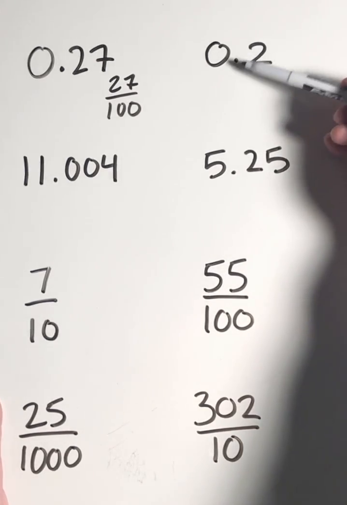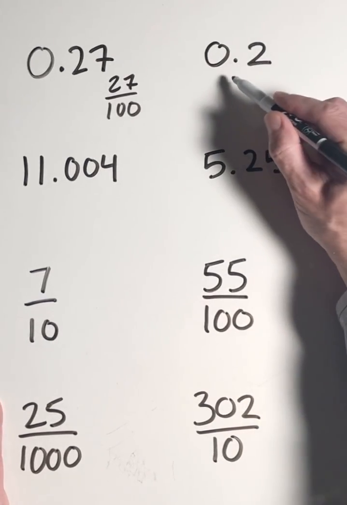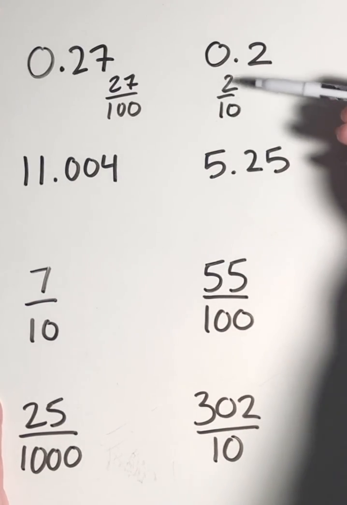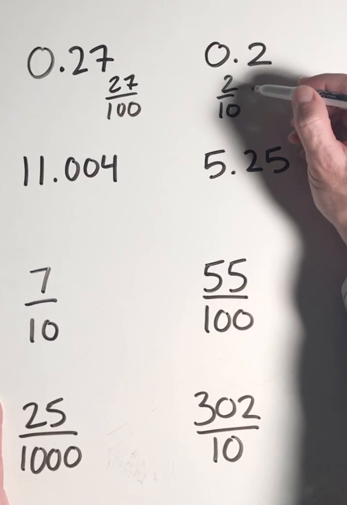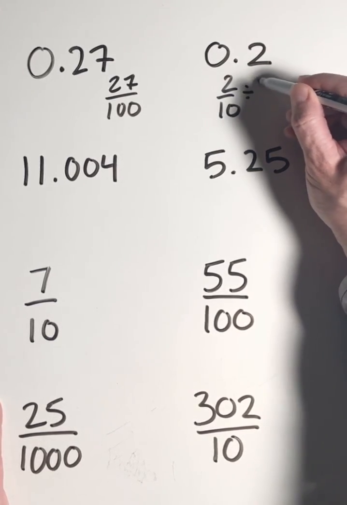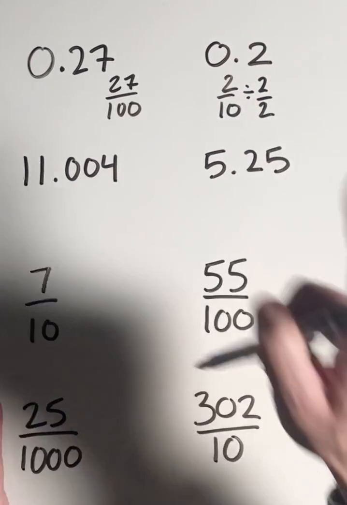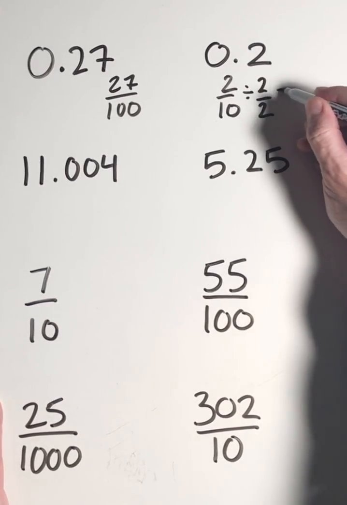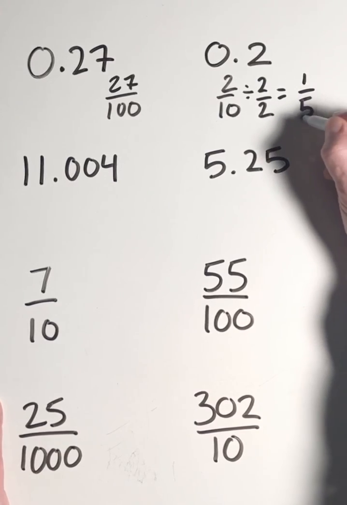Here, the 2 is in the tenths place, so I would write this as 2/10. 2 and 10 do share a common factor of 2, so I'm really dividing this fraction by 2/2, which is equal to 1. So we're preserving the same position on the number line as 2/10 when I write this fraction as 1/5.